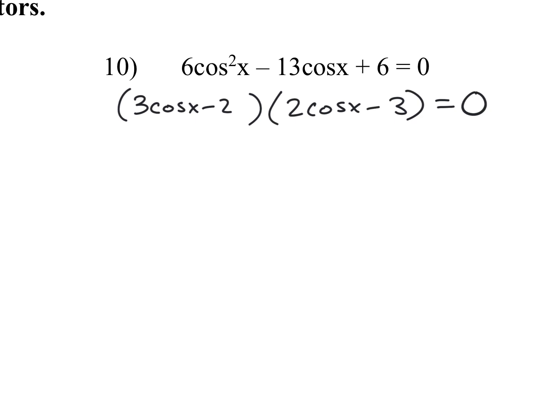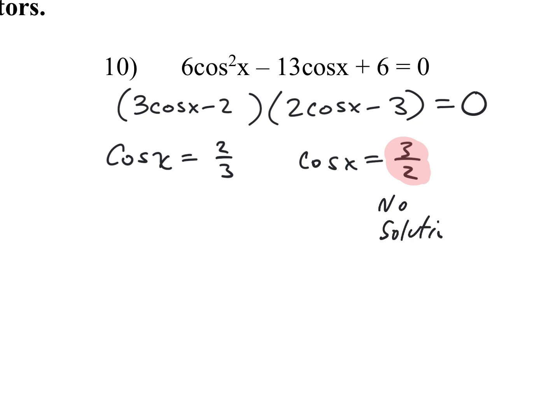All right, so now we're factored, and now we can start to solve. So over on the left here, we're going to have cosine x equals 2/3, and on the right, cosine x equals 3/2. This makes things easier on us. That 3/2 is outside of our range, so this will not lead to a solution. However, the cosine of x equaling 2/3 will. That's something we're going to use our inverse cosine function with on our calculator.